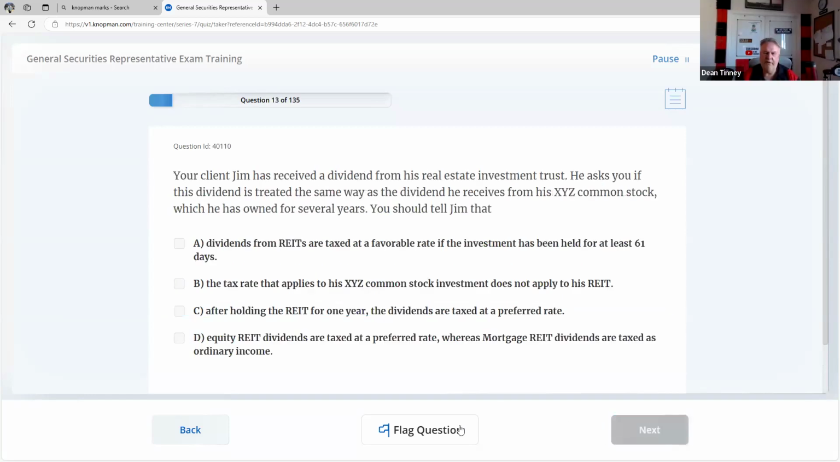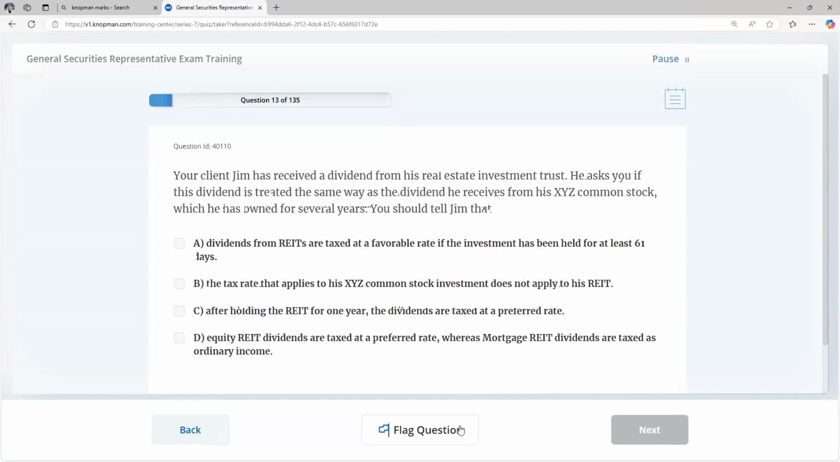Your client Jim has received a dividend from his real estate investment trust, his REIT. He asks you if this dividend will be treated the same way as the dividend he receives from his XYZ common stock, which he's owned for several years. You should tell Jim that... After holding the REIT, a taxable rate that applies to his common stock.